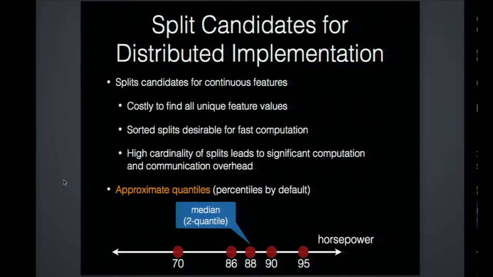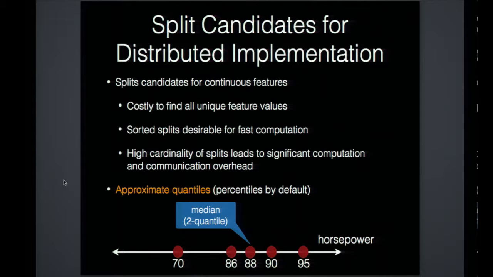So in order to do a distributed implementation, we had to make one approximation. As you have seen in the toy example, we chose every feature value as a part of a split candidate for continuous features. However, it's costly to find these in a distributed setting. Moreover, we normally want these values to be sorted in order to help with computation. And again, this would require a distributed sort over each feature. Finally, high cardinality of splits, or lots of split candidates, would lead to significant computation and communication overhead.